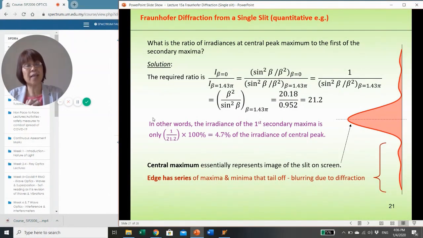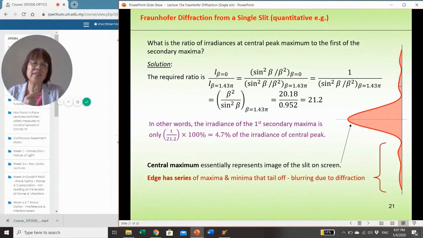And what is the ratio of irradiance at the central maximum to the first of the secondary maxima? In other words, we need to find the ratio of the irradiance at beta equals 0 and at beta equals 1.43 pi. This means we need to find the sinc function with beta values as such, and we have taken I0 to be 1. So we put the reciprocal, which becomes beta squared over sine squared beta. Substituting this value inside, it works out to be 21.2. So the central maximum has an irradiance of 21.2 times that of the first secondary maximum. In other words, this is only 4.7% of the irradiance at the central peak.